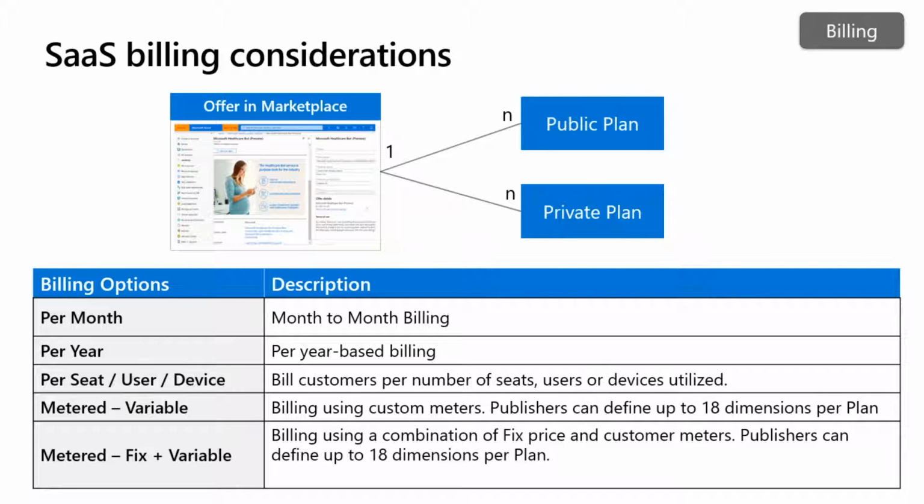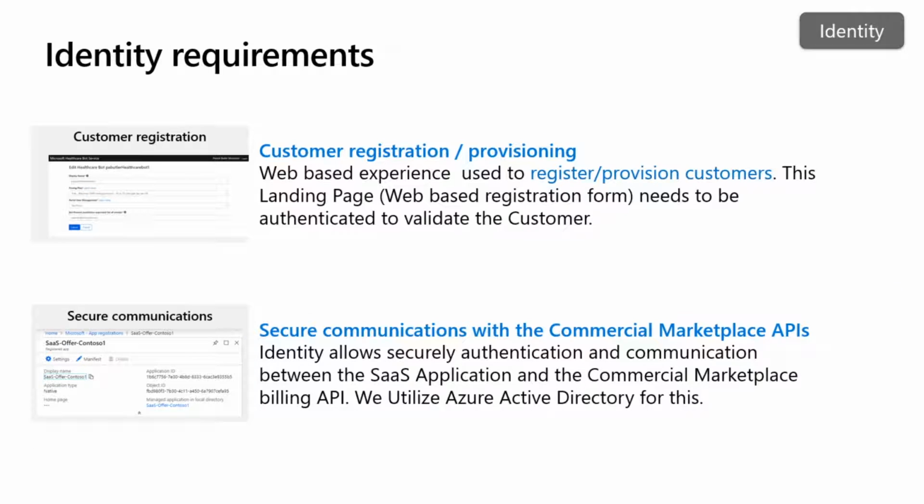Fixed and variable is, for example, you can say, I'm going to charge you $20 per month for the use of 200 megs. And then every meg after that, and this is the variable, will cost 10 cents per meg. Right? So those are the combinations that you can do. And then we have the concept of dimensions, which basically means you can have up to 18 meters as part of that specific plan. So it's very important to get this up front and make sure that you know what your billing model is going to be.